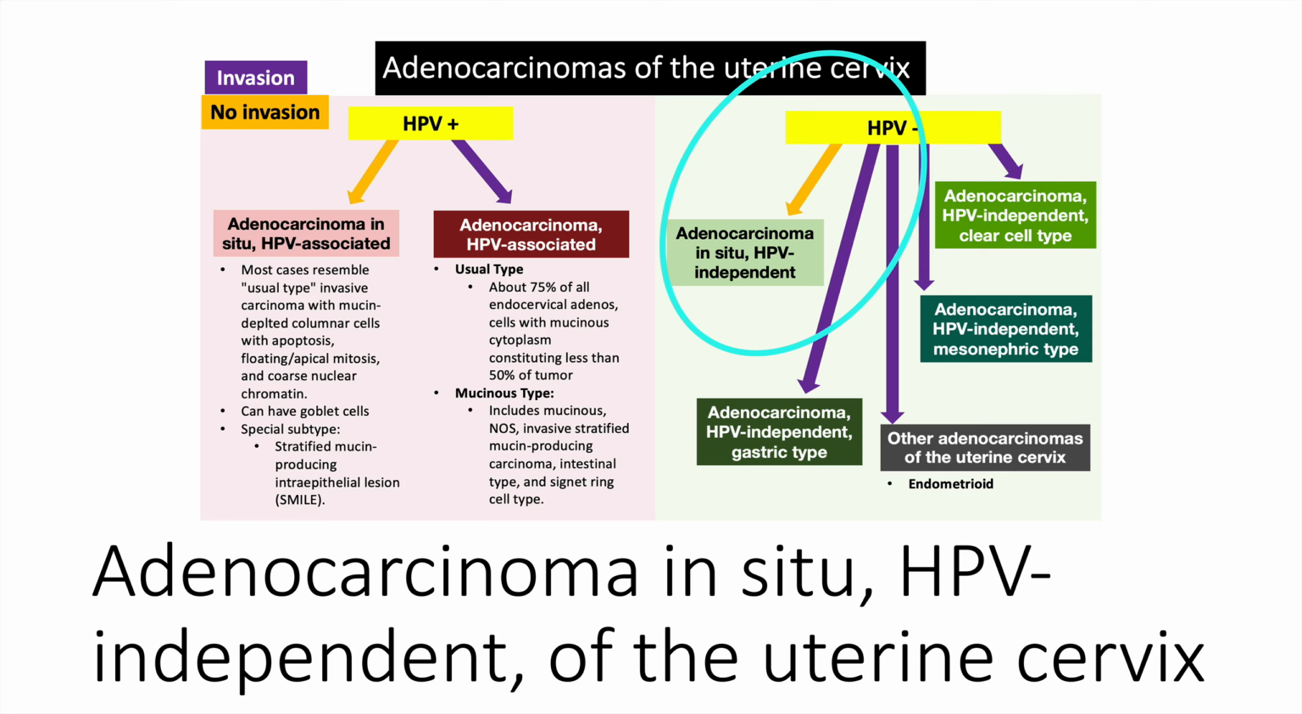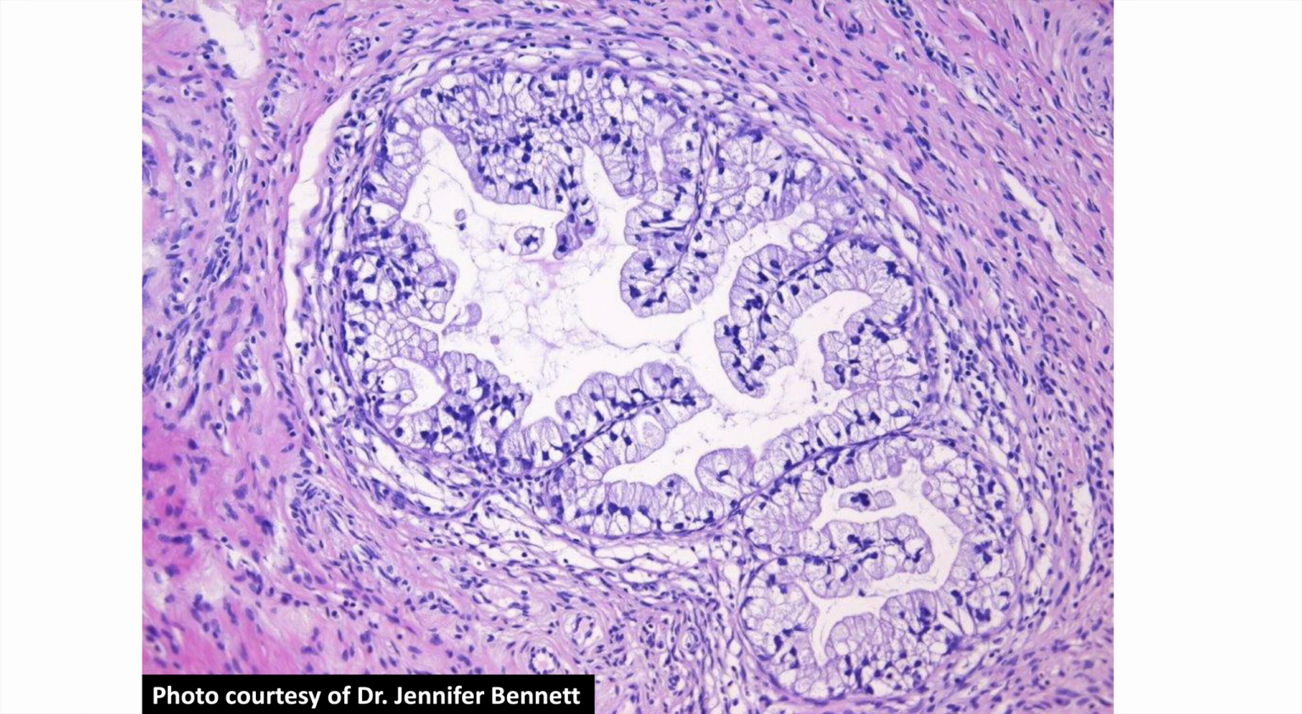HPV-independent adenocarcinoma in situ. Gastric type differentiation is characteristic of these lesions. The cells show columnar to cuboidal morphology and can have eosinophilic or vacuolated cytoplasm, which colonizes pre-existing endocervical glands. They likely exist on a spectrum with those lobular endocervical hyperplasia lesions we discussed up in the benign portion of this lecture. Mitoses are usually rare, and nuclear atypia ranges from mild to moderate and sometimes severe, and you can have focal cribriforming in these lesions.